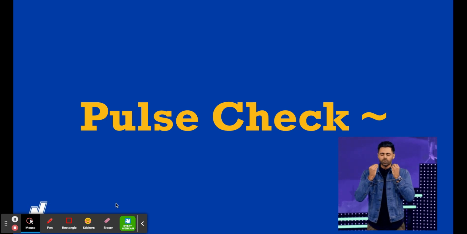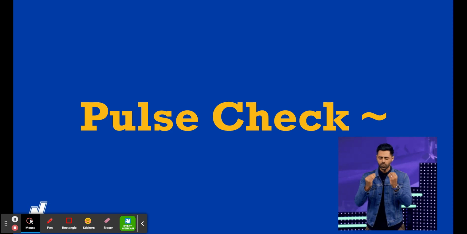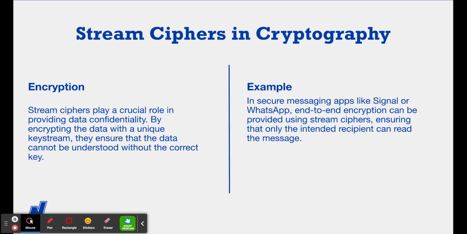So let's move on. We're going to be talking more about stream ciphers inside cryptography. We just talked about a whole bunch of things, and I gave you definitions of why it is important, what it is used in, and some examples. So now, why is it even talked about in cryptography? In the realm of encryption, stream ciphers offer data confidentiality, as mentioned, by encrypting data with a unique key stream. This means that the encrypted data or the stream text cannot be deciphered without the correct keys.